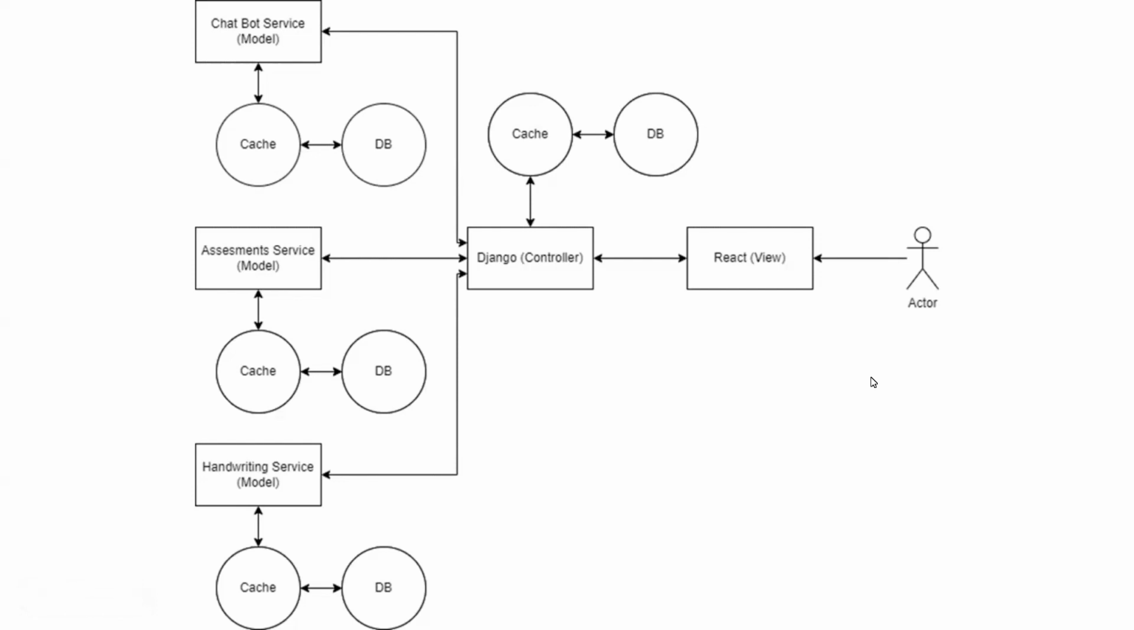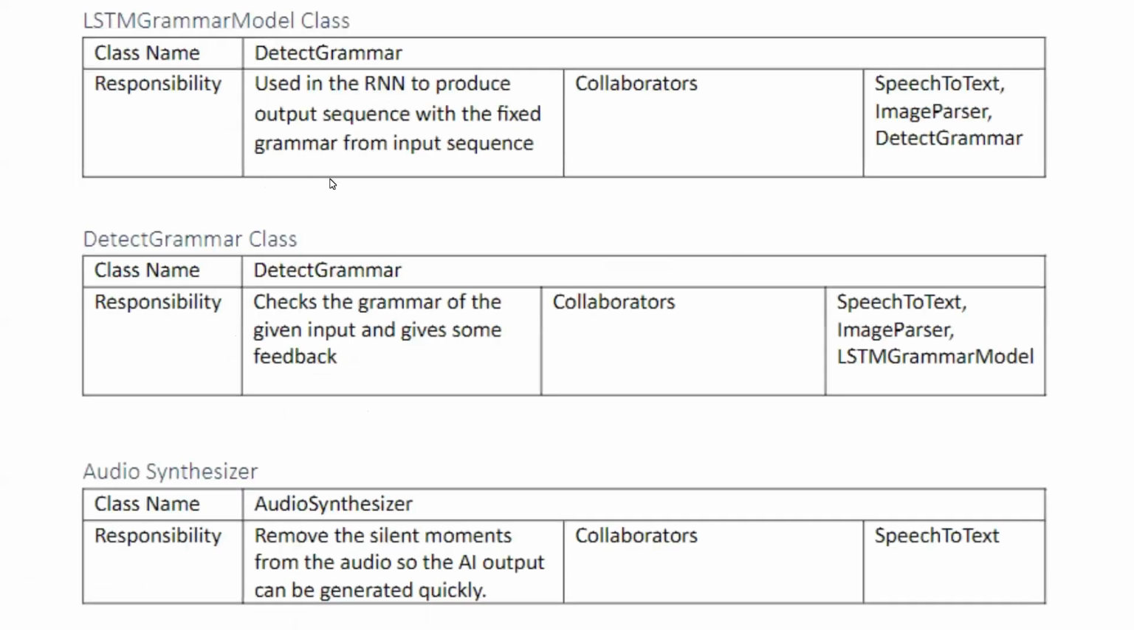Next, we made use of CRC cards to clearly outline responsibilities within the application. For instance, we have a sample of the three classes we used in the chatbot. From the diagram we see there are three main components, and each of these components has dependencies. For example, the detect grammar class has a dependency on the LSTM grammar model class. This gives us a good understanding of what components are connected to other classes and a sense of the development roadmap that we should follow.